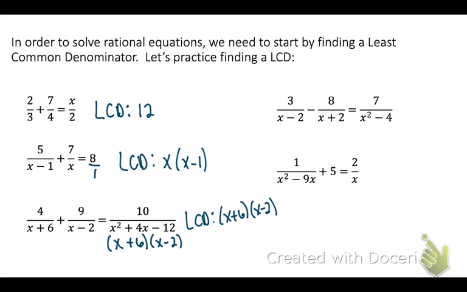The next problem has an x minus 2 in one of the denominators, an x plus 2 in the other denominator, and then x squared minus 4 is a difference of squares. So I can factor that by square rooting x squared and square rooting 4. So I get x plus 2 and x minus 2. So this problem will have a least common denominator of x plus 2, x minus 2.